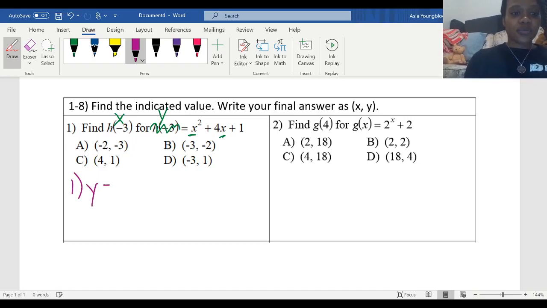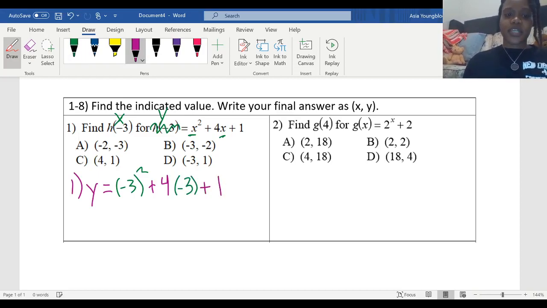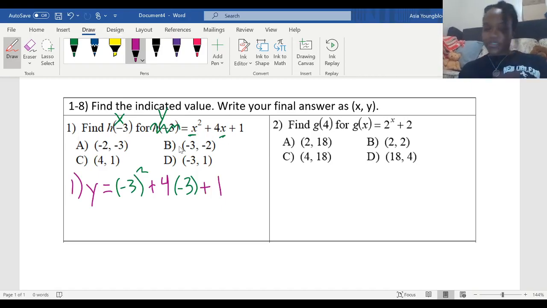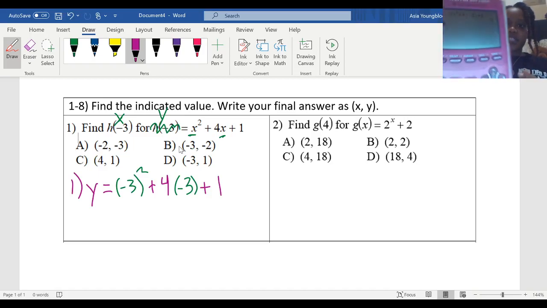Y equals, we're going to change that x to -3 squared plus 4 times, again, changing that x to -3, plus 1. So again, all we did was plug in this -3 for these two x's. So we can type this into our calculator, which I have in front of me. You can also use decimals.com. If you would like the link to that, please send me an email. So I'm going to type in -3 squared plus 4 times -3 plus 1. And if you can see my calculator, it gives us a y value of -2.